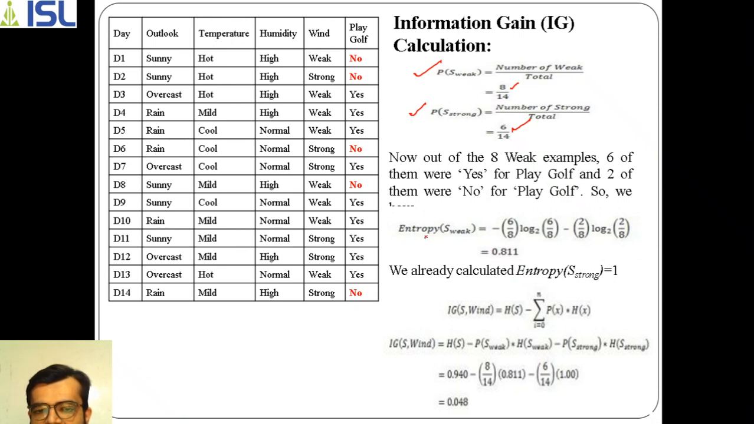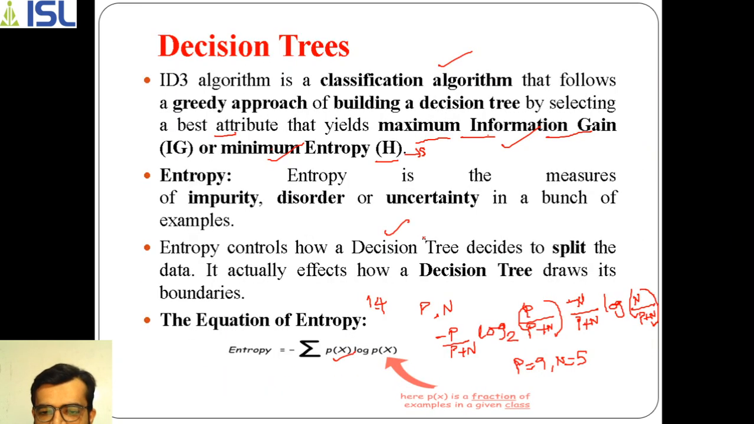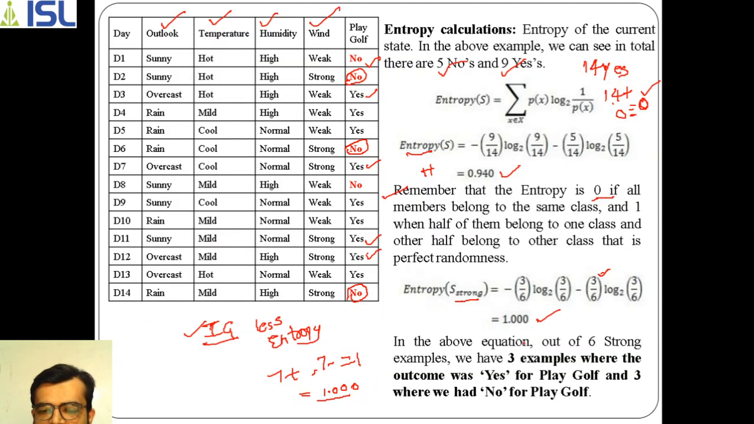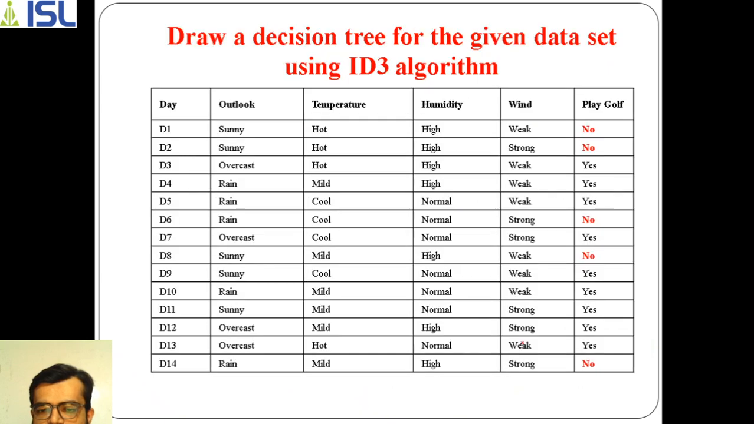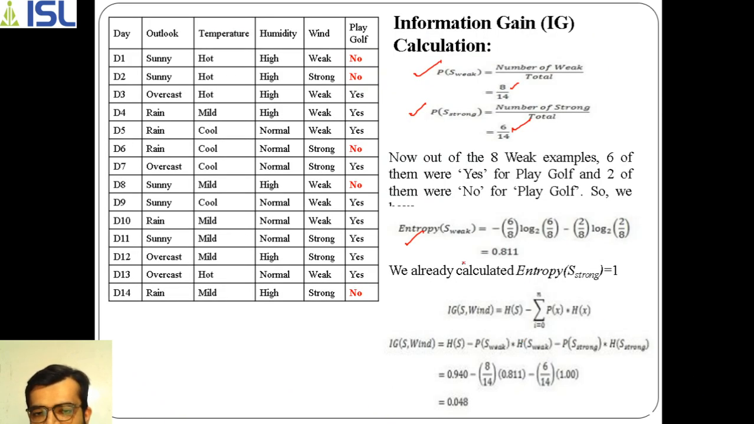Now we need to calculate the entropy of weak. How will it be calculated? I have given you the formula, so the same formula I have to implement here. In weak, how many positives are there? First we need to know that: 1, 2, 3, 4, 5 and 6. 6 positives are there, so 6 by 8.